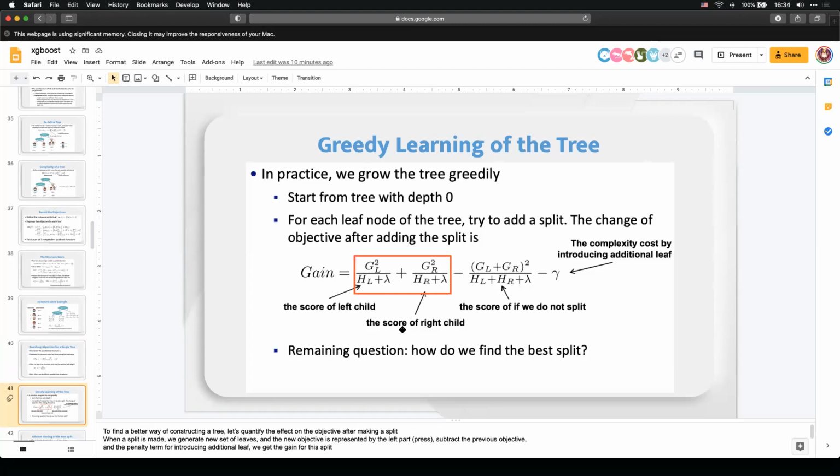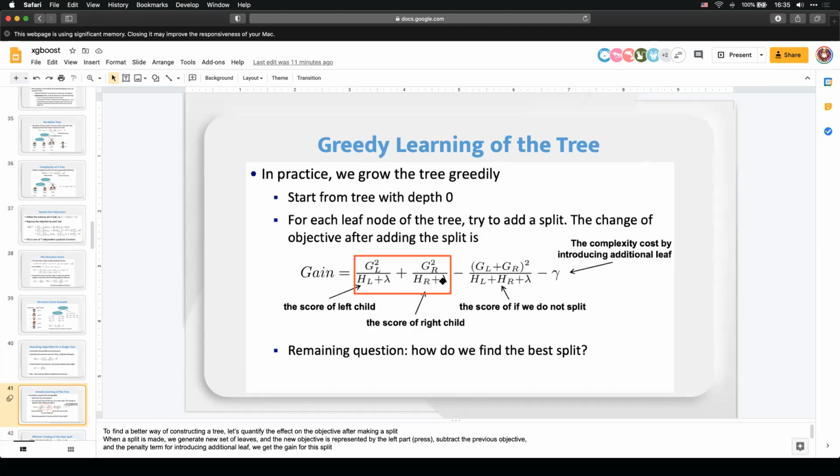Greedy learning means that when we do a split, we are dividing the feature we're currently looking at into two parts, the left part and the right part. Because now we have a way to evaluate the tree, we can propose a splitting point and pretend that we do the split, and then calculate the new score of the tree. We calculate the left part, calculate the right part, and put them together. This will be the new score.